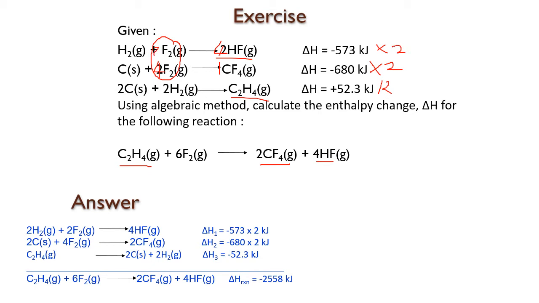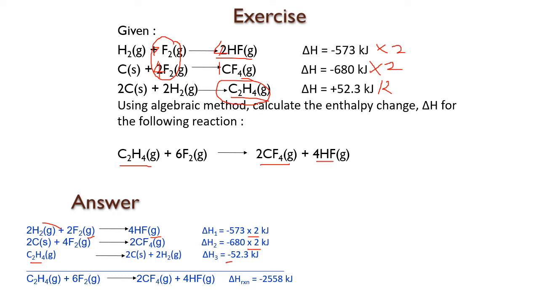Meaning that the first equation is times 2. Yes, the second equation times 2. Yes, the third equation is reversed, positive becomes negative. Make sure the whole equation is times 2, and the phase must be kept. This whole equation is times 2, so the enthalpy is times 2. And this whole equation is reversed. Initially this one is a product, now it becomes a reactant.